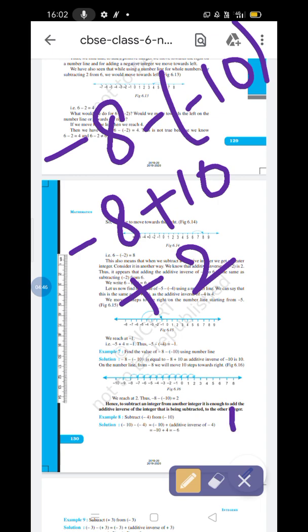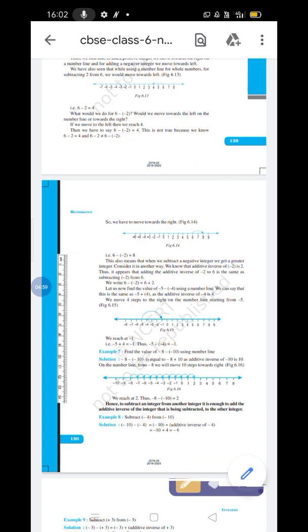Okay, children. So to subtract an integer from another integer, it is enough to add the additive inverse. Instead of subtracting, you can add the additive inverse. The answer will be the same.